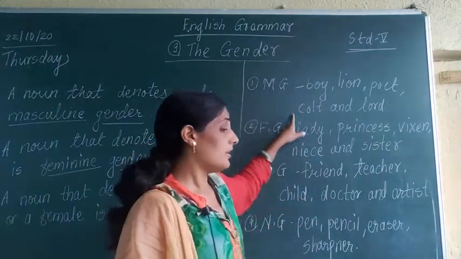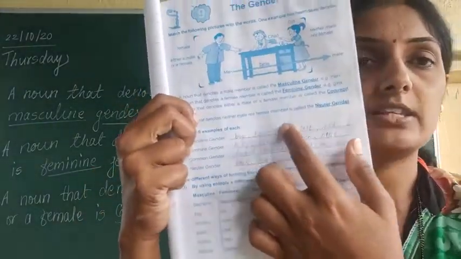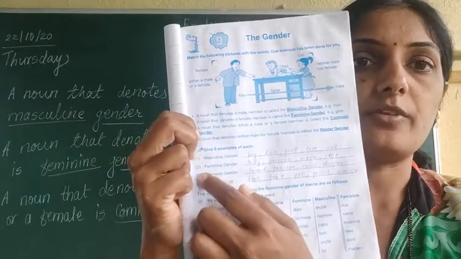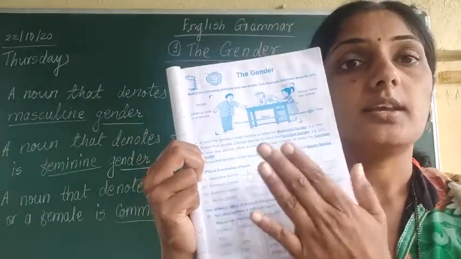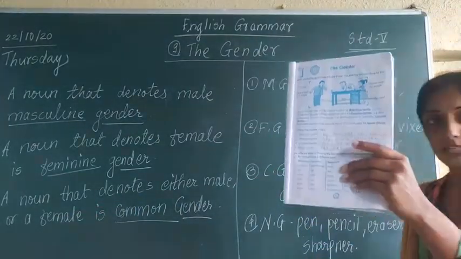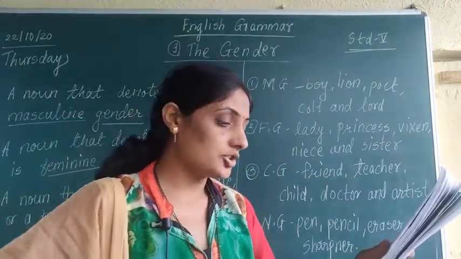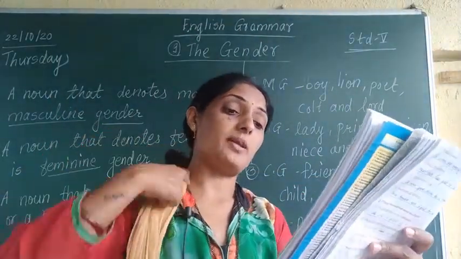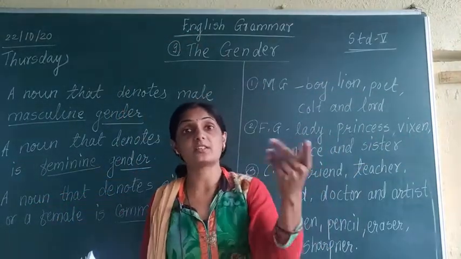In this way, we have written five examples of each. We have written 5 examples of each gender: masculine gender, feminine gender, common gender and neuter gender. Understood? In this way, I have written all 5 examples. Please write down those 5 examples in your English grammar book. Now next one we are going to study here is the different ways of forming feminine gender of the nouns. From masculine gender, how feminine genders are formed.